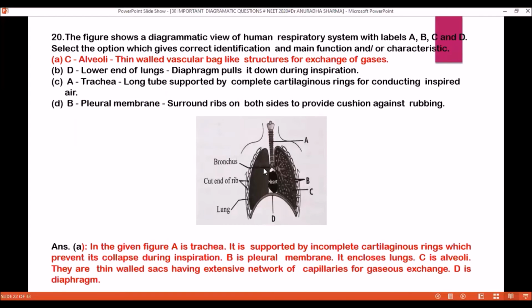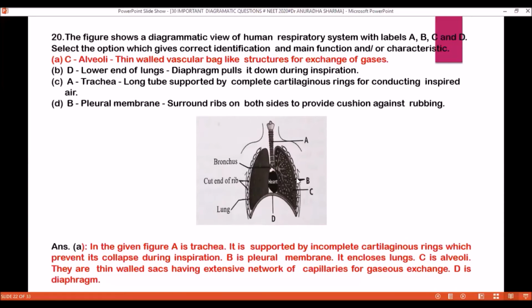Now the figure shows a diagrammatic view of the human respiratory system with labels A, B, C and D. Select the option which gives correct identification and main function or characteristic. So in this figure, we can see that A is trachea and it is supported by incomplete cartilage rings which prevent its collapse during inspiration.